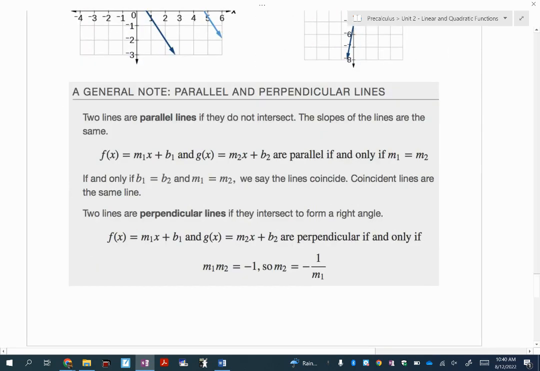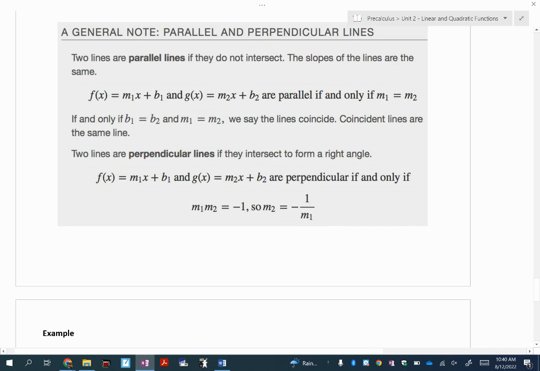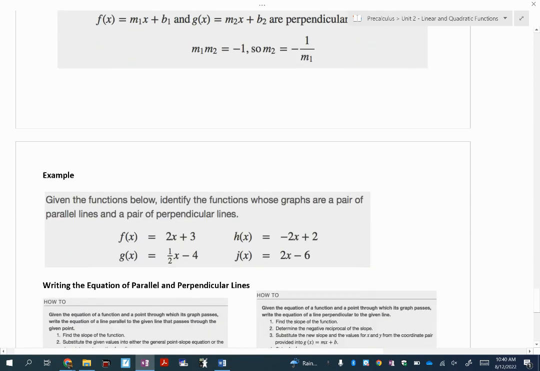Okay, so the key thing you want to remember for parallel lines: same slopes, but different y-intercepts. If they had the same slope and the same y-intercept, they'd be literally the exact same line. So same slope, different y-intercept for parallel. Perpendicular lines, the only thing that must be true, don't care about their y-intercepts, they must have opposite reciprocal slopes. So you've got to flip it and change the sign.